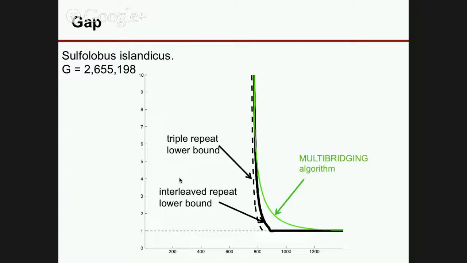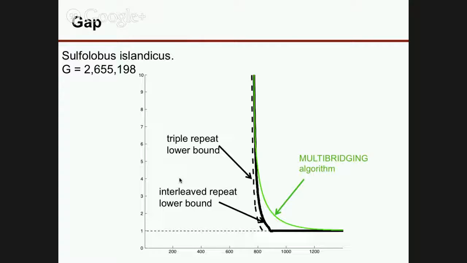To be honest, there are examples in which the gap is bigger. So this is an example of a case in which the triple repeat is of comparable length to the interleaved repeat. So the lower bound induced by the triple repeat and the lower bound induced by the interleaved repeat, which is the black versus the dash, is very close. And now the multi-bridging is limited by the requirement to bridge all triple. And we see a gap. We tried very hard. We could not close it.